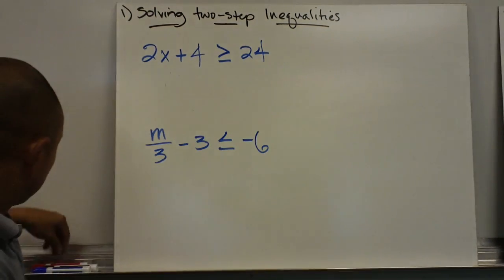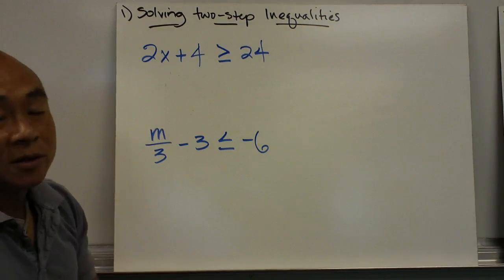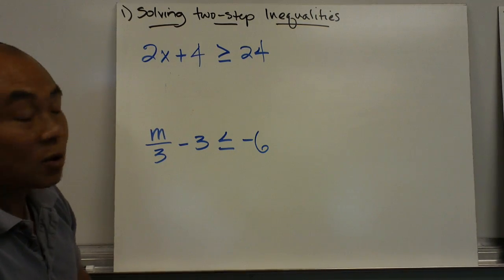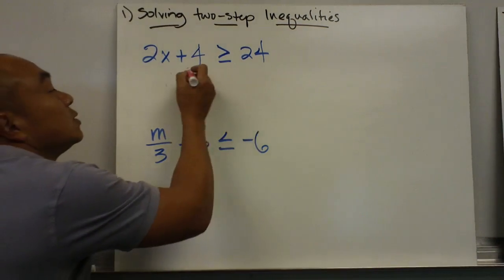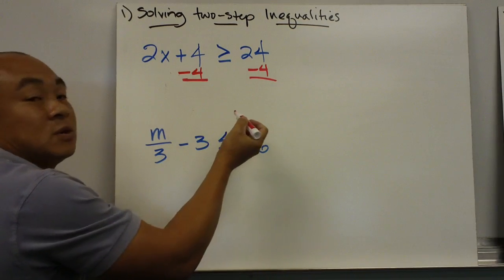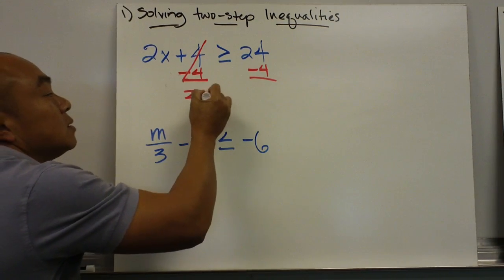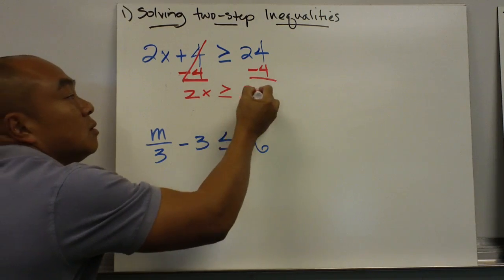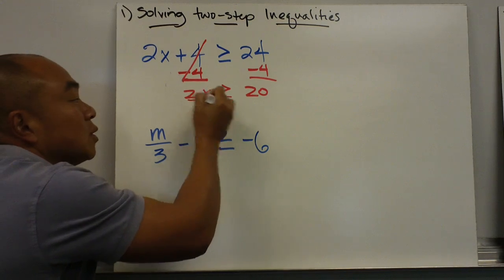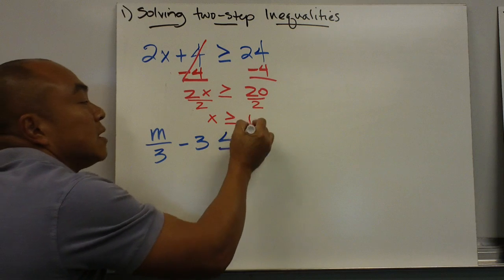Alright, let's start with the first one. Our first topic is solving two-step inequalities. Just basic two-step ones. You have two steps here. Let's start off with your plus 4. Here we're going to subtract 4 from both sides. The inverse operation of adding 4 is to subtract 4. Here we're going to have 0. Now we have 2x is greater than or equal to 24 minus 4, which is 20. Then we're going to use the inverse operation of multiplying and divide both sides by 2. We now have x is greater than or equal to 10.